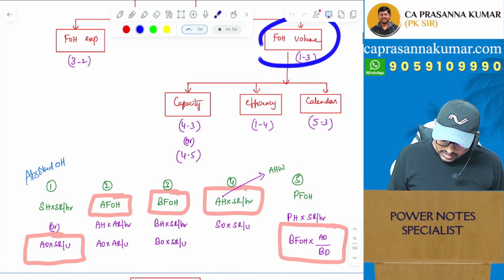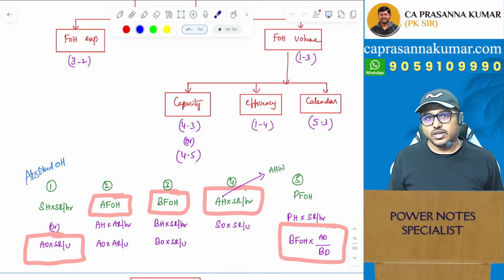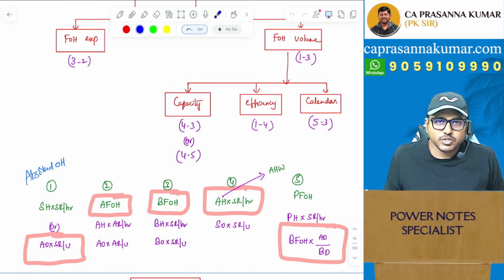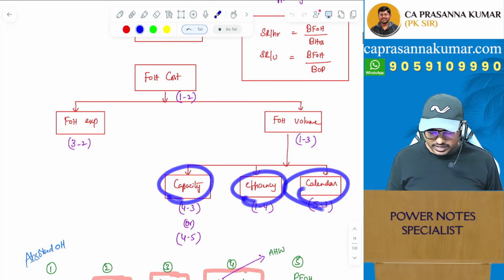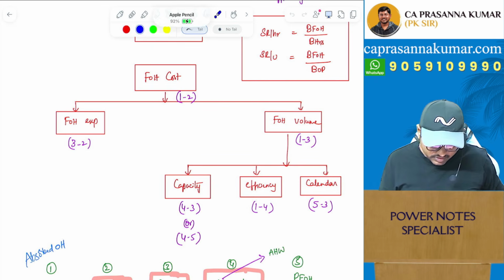So that is the reason here AH means you should be taking actual hours worked only, not actual hours paid. Because in idle hours, there will be no actual output. Therefore, there will be no absorption of fixed overheads. Now, this fixed overhead volume variance will be further divided into capacity, efficiency, and calendar. Right. Now, let's go with the formulas.